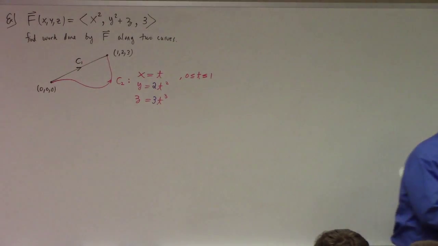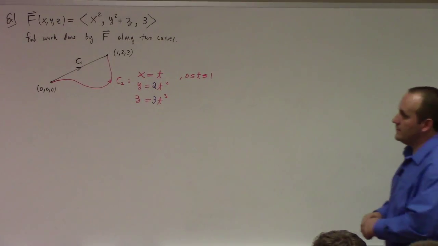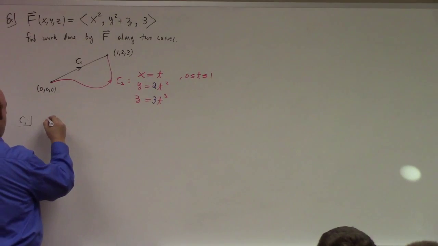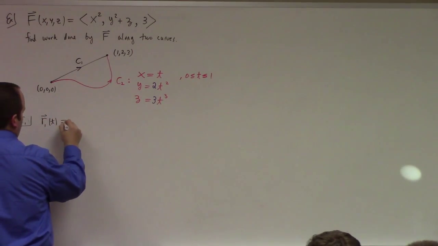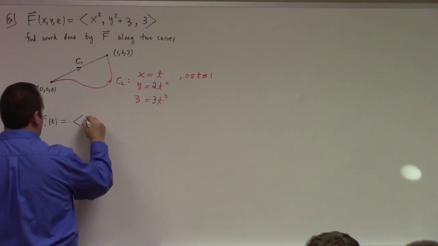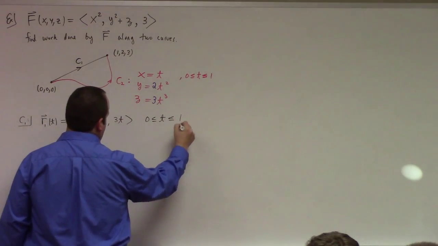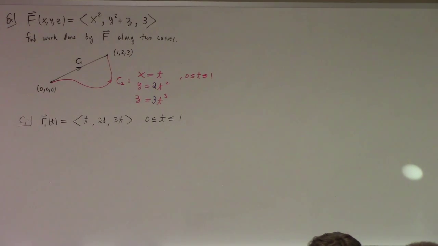So let's work it out. For C1, we have what? Let's say r1 of t is equal to t, 2t, 3t, for 0 less than or equal to t less than or equal to 1. Is that a parameterization of a line? Yep. Does it go where it's supposed to, when it's supposed to? At time 0, it's at 0, right? At time 1, where is it? 1, 2, 3.